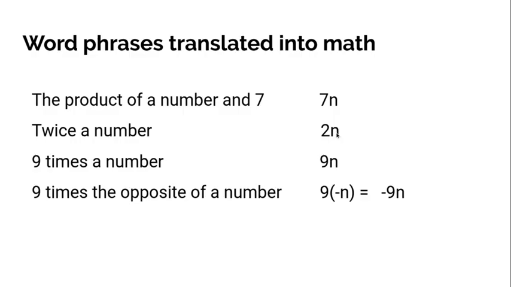Twice a number is 2 times the number, 2n. 9 times a number, 9n. And 9 times the opposite of a number is 9 times -n, which simplified is -9n.